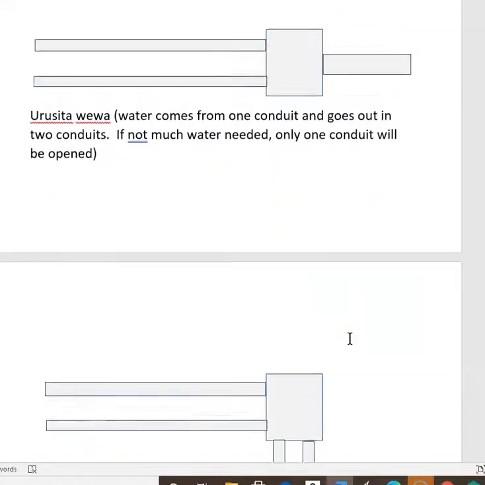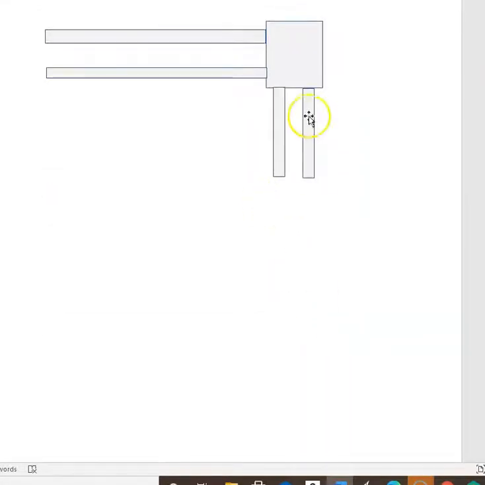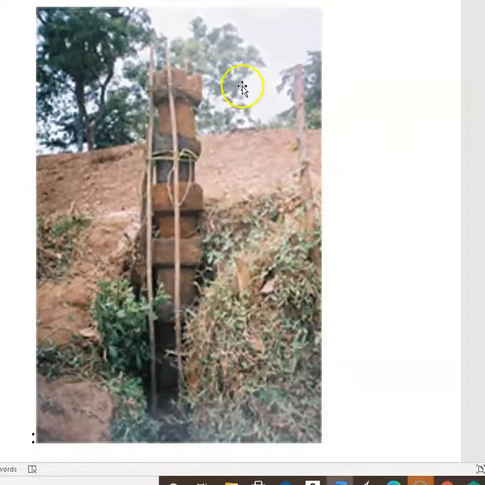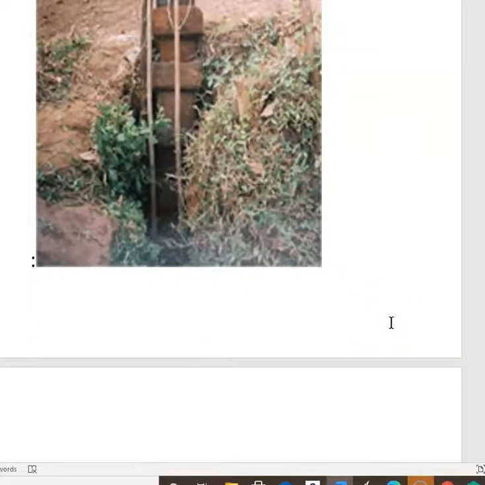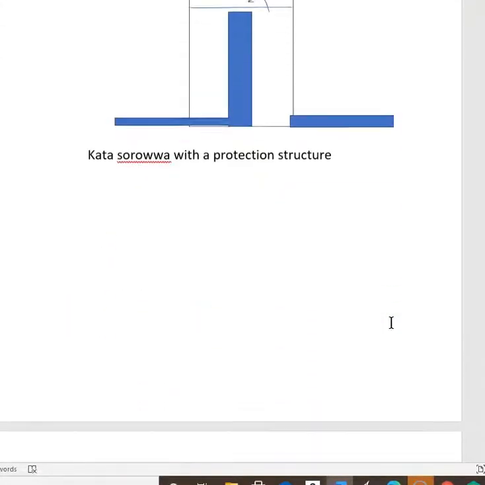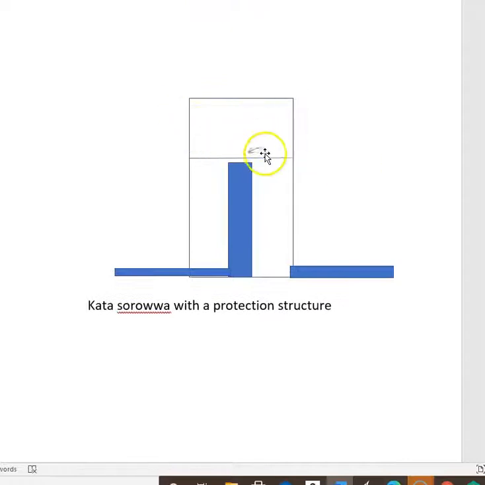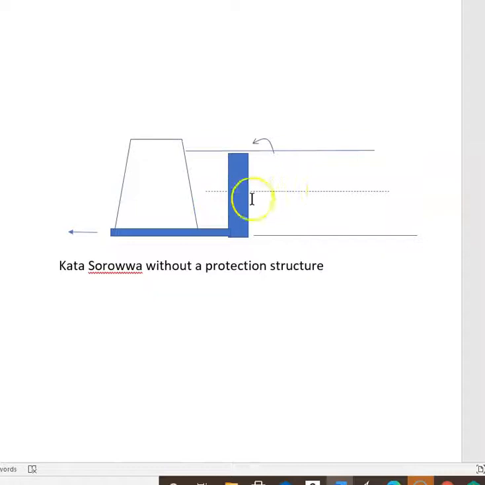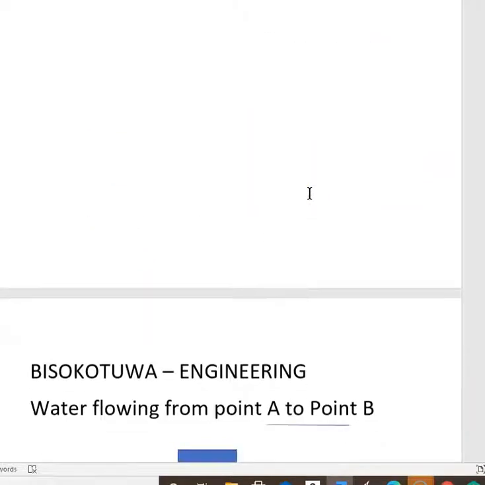And these are the plan views that I just showed. Some reservoirs have inlets at 90 degrees to the outlets. And this is the Kata Sorowwa, where you take water from the top, so you don't have too much pressure going on. You could have a protective structure for the Kata Sorowwa, or you could have it as it is. But this is good for small reservoirs. This is not for big reservoirs.